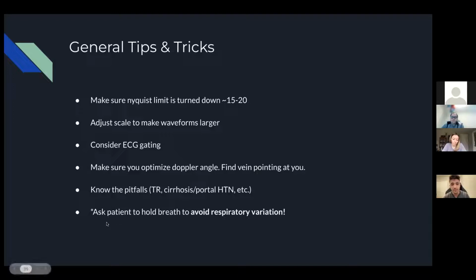But I think the biggest tip I would have to give is finding patients that are able to hold their breath to avoid respiratory variation. I think this is a huge one in really optimizing our images here.